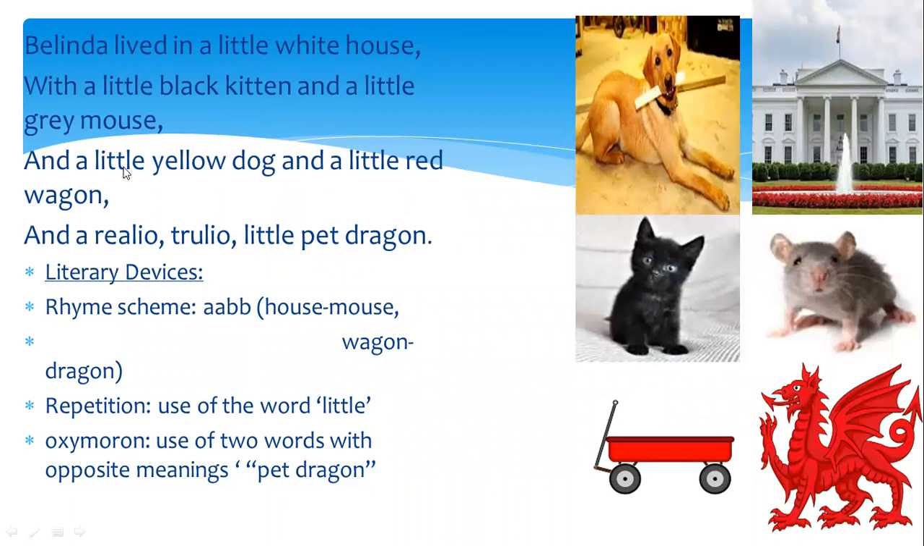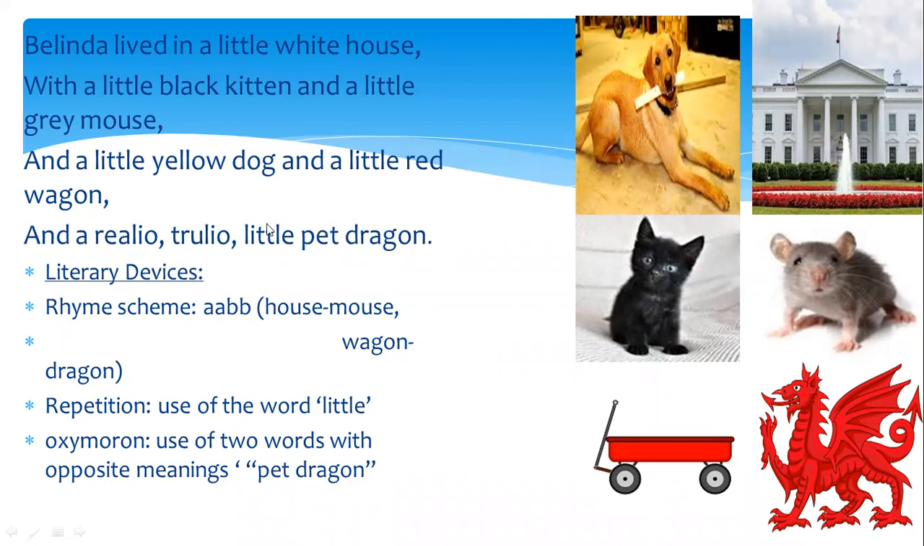And now see here the word little. Little is repeated 4 times in this stanza. So the poetic devices here are repetition and oxymoron. Oxymoron means when two contrasting ideas come together, it is known as oxymoron. So here she is saying that her dragon is a pet dragon. Dragon is a wild creature, but it is said to be a pet. So these are two contrasting words. So this is oxymoron.